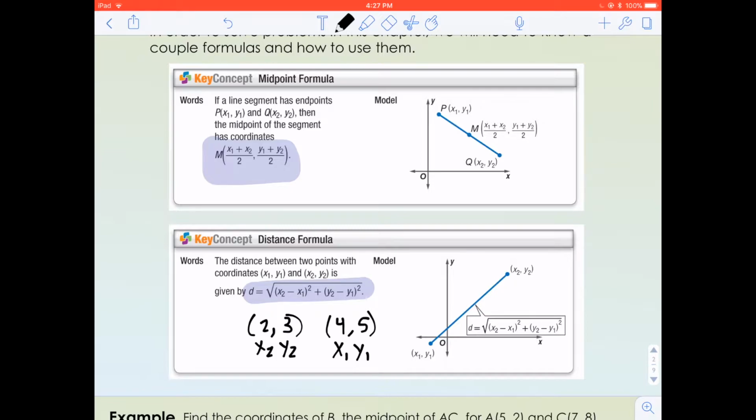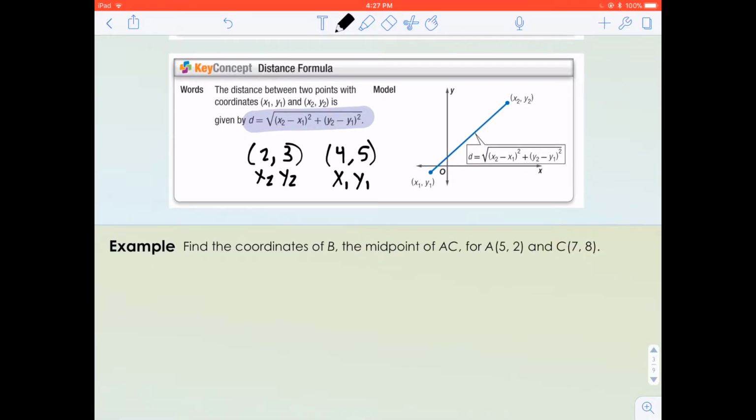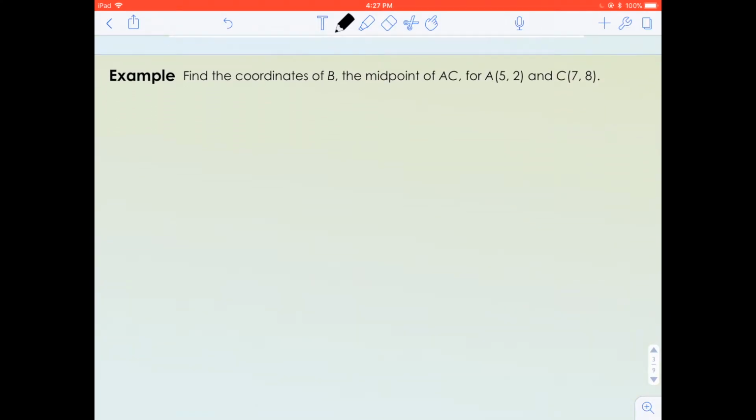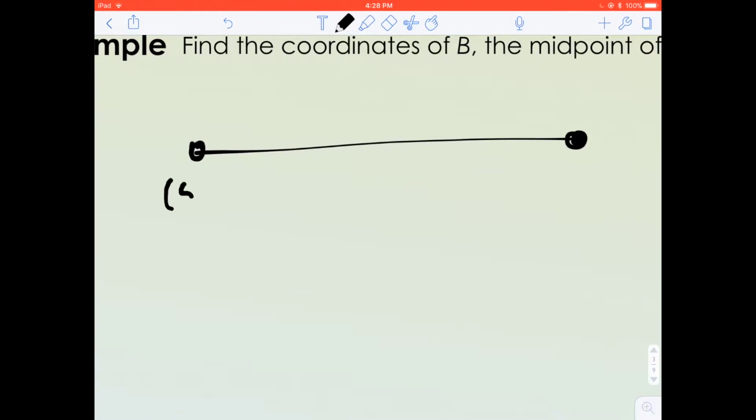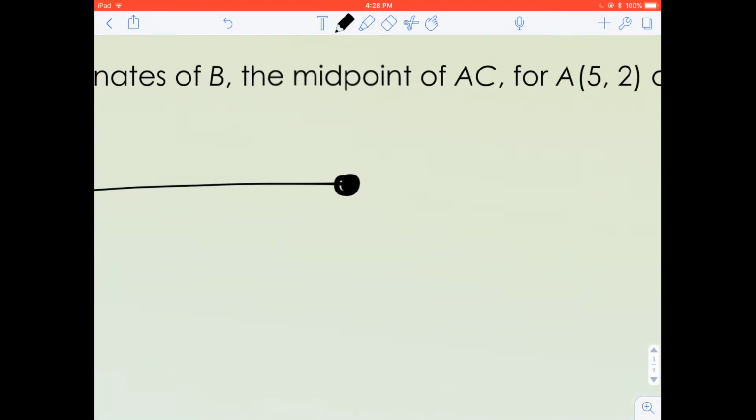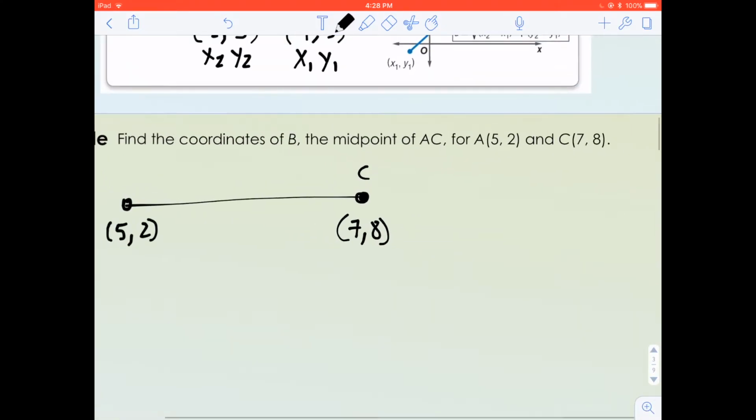And now we're just going to do some problems with those. So our first example says find the coordinates of B, the midpoint of AC. Okay, so then it tells us what A and C are. A is (5, 2), and C is (7, 8). Okay, so we are looking for B, which is the midpoint.